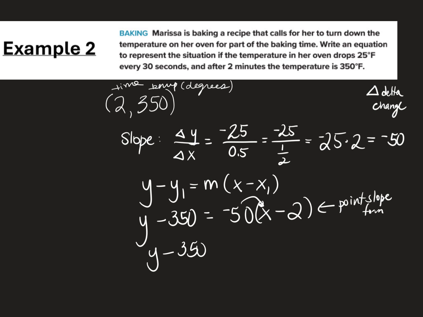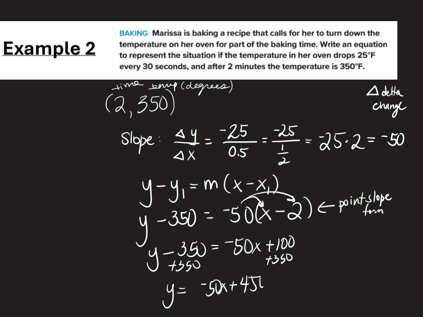I'm going to distribute. So I have -50x plus 100. I'm going to add 350. So y is going to equal -50x plus 450. That's the equation of my line in slope-intercept form that fits this scenario.